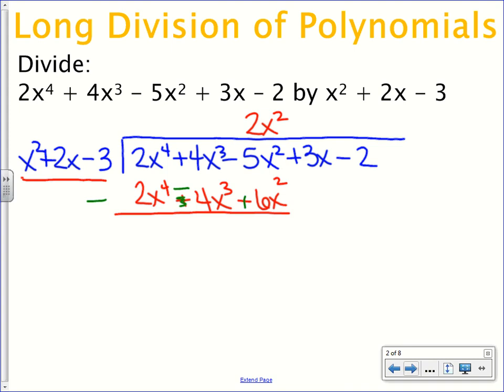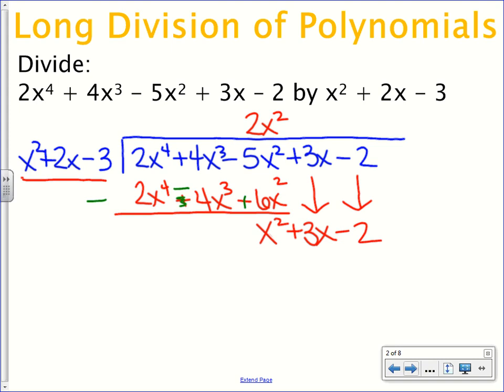Then 2x to the fourth minus 2x to the fourth goes away. That should happen each time. That was the point of the first term in our quotient. It turns out 4x cubed minus 4x cubed goes away. And then we have negative 5x squared plus 6x squared, which is x squared. Then you're going to bring down the next term. Since our divisor has 3 terms, we want whatever is right here to have 3 terms. So I'm also going to bring down a minus 2.